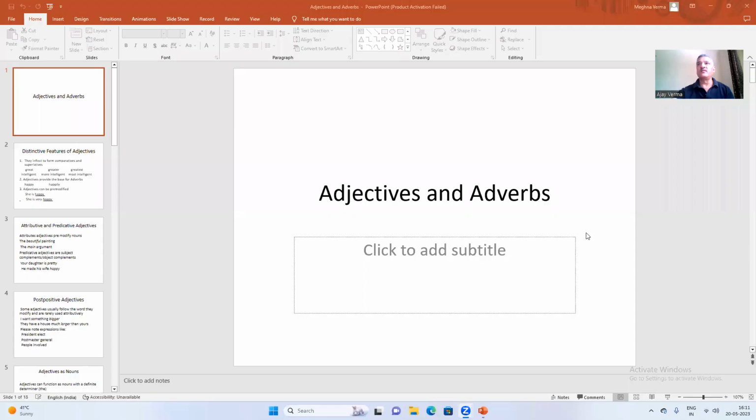Okay, so today we are discussing chapter number 5, which deals with adjectives and adverbs. In this chapter, there is a detailed discussion on both these classes in English grammar, adjectives and adverbs. We will be taking them up one by one. First, we'll discuss adjectives, and thereafter, we will come to adverbs.